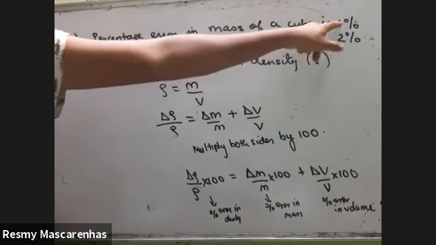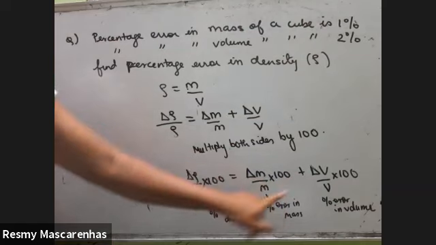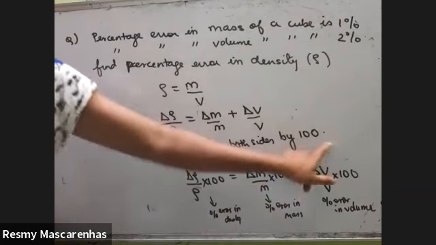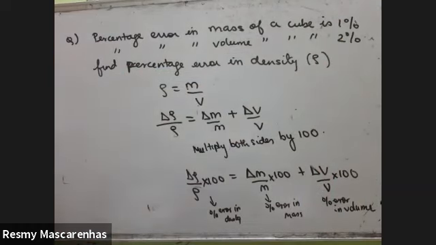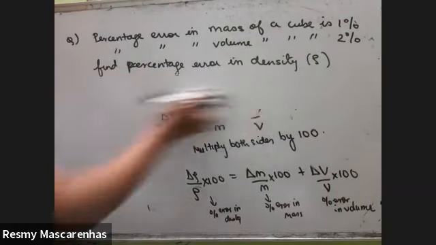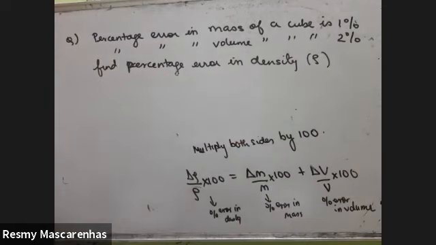And straight away the percentage error has been given to you. What is the value of this? 1%. And what is the value of this? 2%. So directly substitute. Both the sides I multiplied by 100 and converted them into percentage error form. Now just have to substitute.